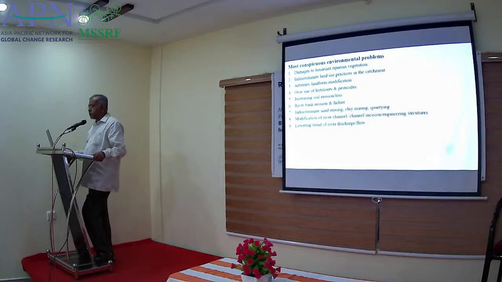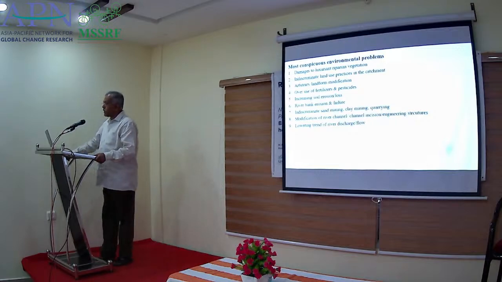Then indiscriminate land use practice in the catchment. Because of that, if you are not using proper land use, naturally the soil erosion will increase. There will be landslide sort of situations, and floods will increase. So such indiscriminate land use will have a severe impact on the river ecosystem.